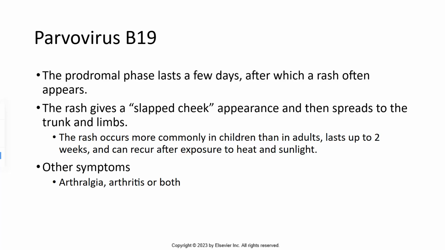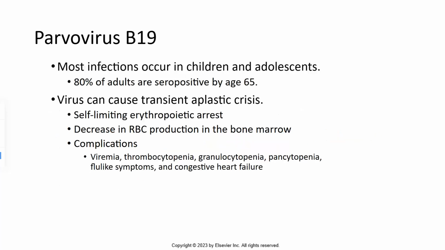Other symptoms: arthritis or joint pain. Most infections occur in children and adolescents. 80% of adults are seropositive by age 65. The virus can cause transient aplastic crisis, self-limiting erythropoietic arrest, a decrease in red blood cell production in bone marrow.